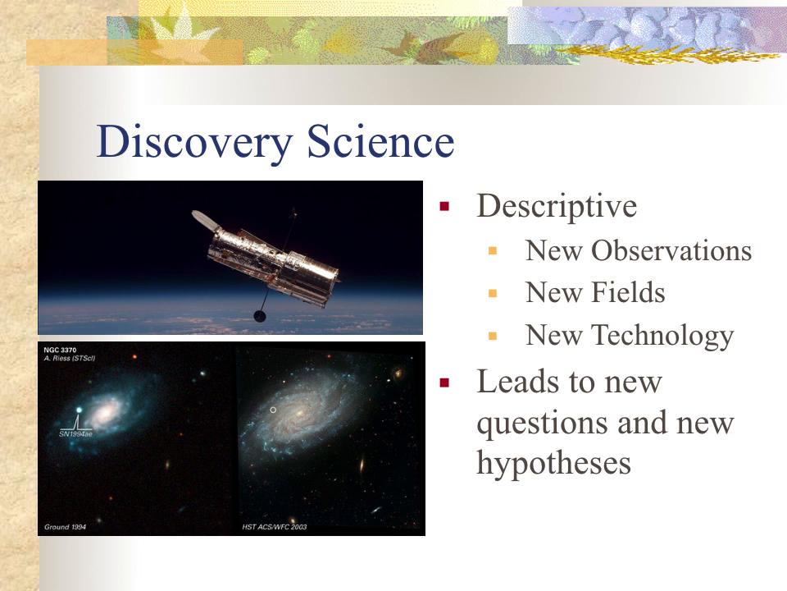Other types of science are slightly different. Sometimes science can be very descriptive, where we are describing observations, often using new instruments or new technology. That's a picture there of the Hubble Space Telescope and two photos of the same galaxy, one taken from the ground and one taken from the Hubble Space Telescope.